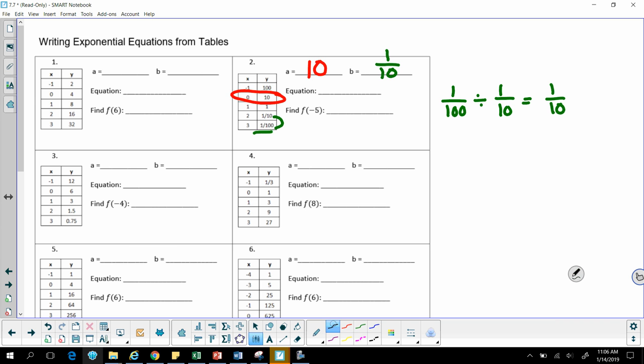Now let's write our equation. Y equals, and your A is 10, parentheses, and your B is 1 over 10, to the X.